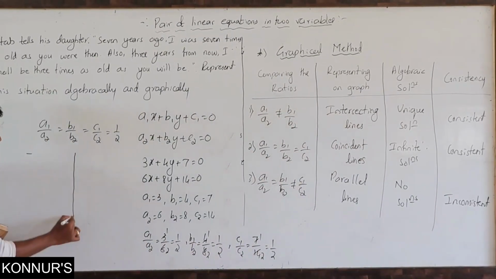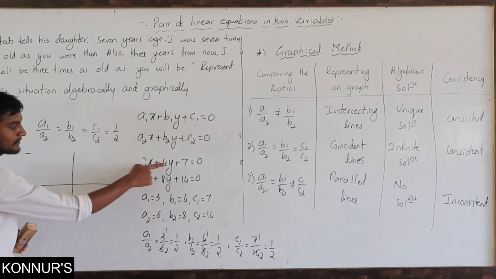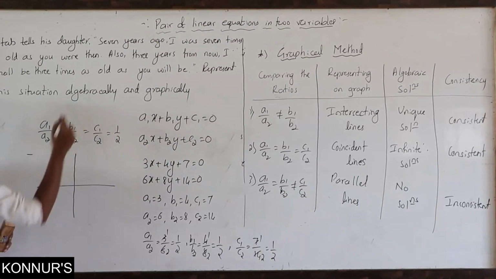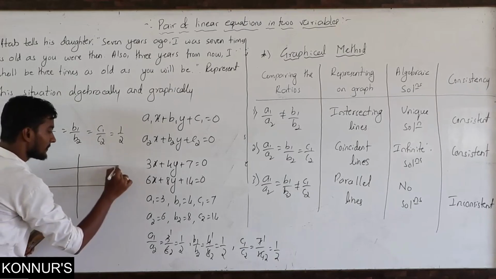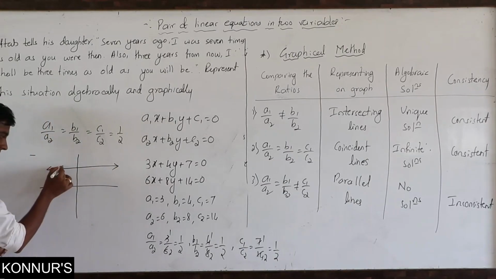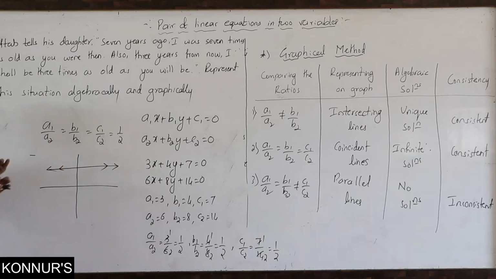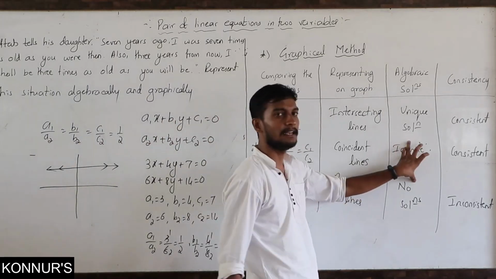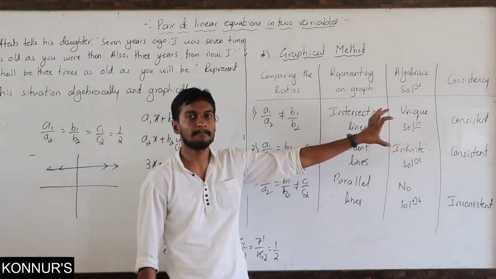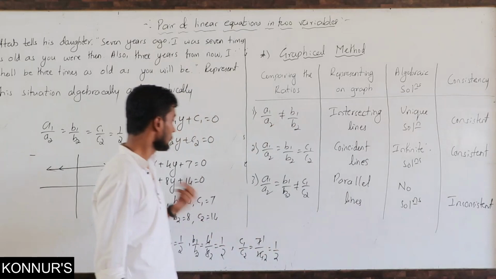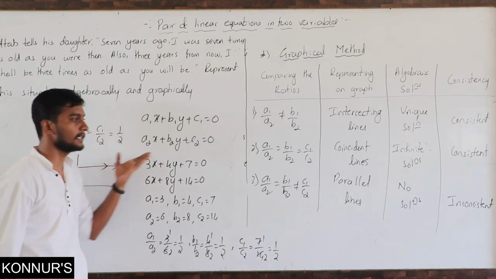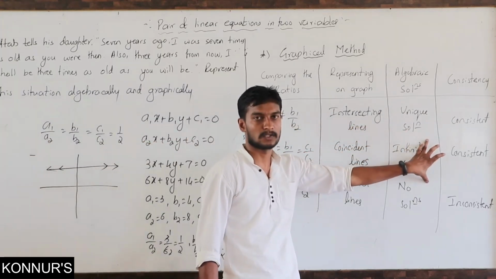Coincident lines. It means if you plot a graph for these equations, 3x plus 4y plus 7 is equal to 0, 6x plus 8y plus 14 is equal to 0, you are getting a coincident line. So, this is the one line, and on the same line you are getting another one. So, both lines will coincide. If the two lines coincide, at that time how many solutions you are getting? You are getting an infinite number of solutions. It means infinitely many solutions you are getting. Because why you are getting infinitely many solutions? Here the two lines coincide. If the two lines coincide, you are getting infinitely many solutions.